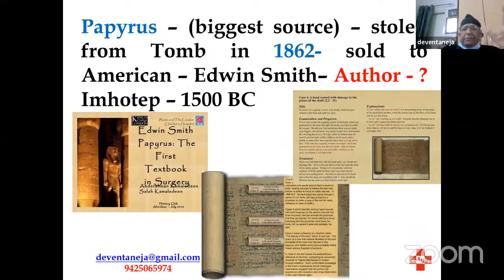Edwin Smith didn't know what this book was, and he threw it over one of his almirahs, and it was lying there for quite some time, till his daughter found that book, and she found that there is something very important and precious in it. It is his daughter who got this book published, and that is why it is called the Edwin Smith Papyrus. It is considered to be the first textbook of surgery.